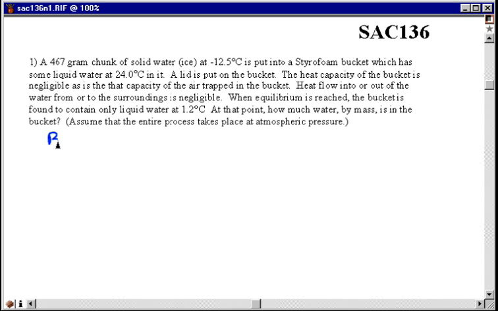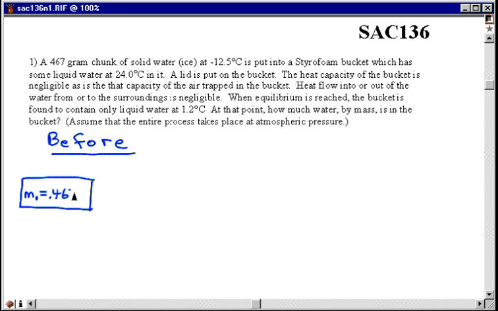Before, you got a chunk of ice. I call its mass M1, 0.467 kilograms, at a temperature, I'll call that T1, minus 12.5 degrees Celsius.